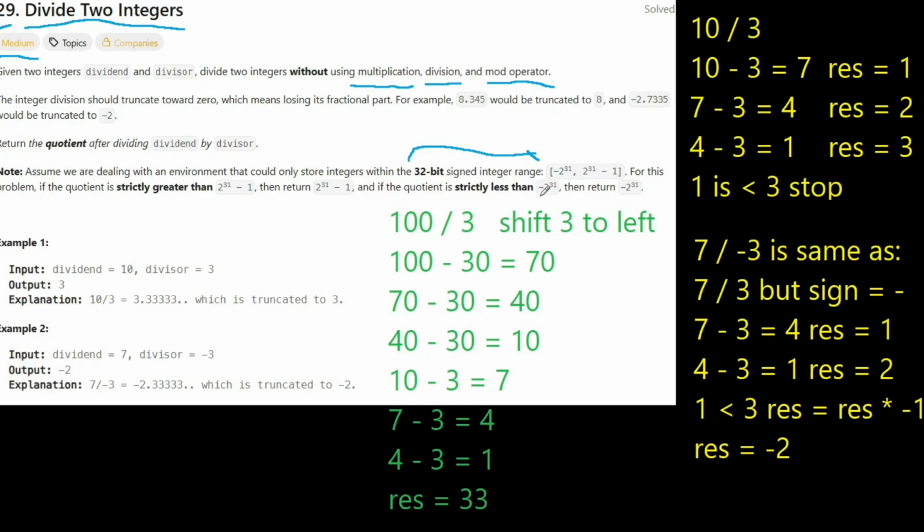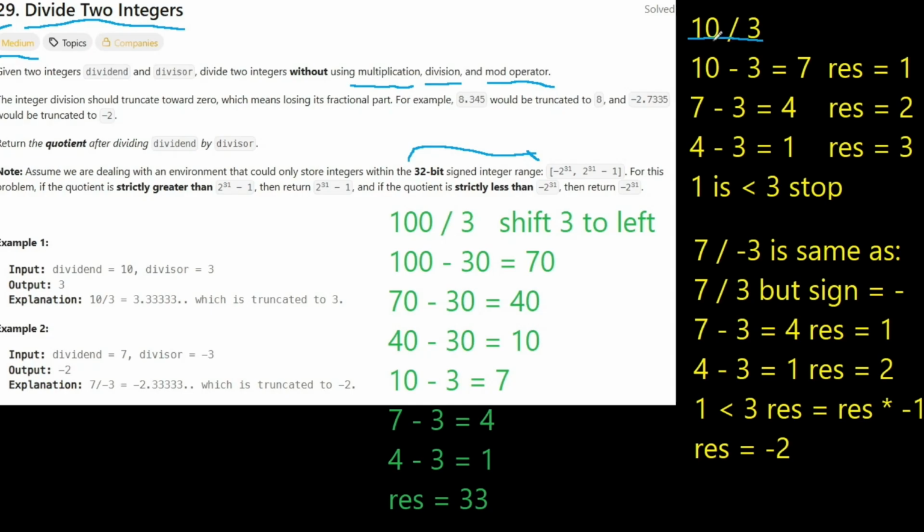Okay, so let me explain how division works. First, let's assume we want to divide 10 by 3. In other words, we can say how many 3's there are in 10. By the way, the answer is required to be an integer without any decimal point, so it will be rounded down. So 10 divided by 3, the answer will be 3 because there are three 3's in 10 and what's left is 1.